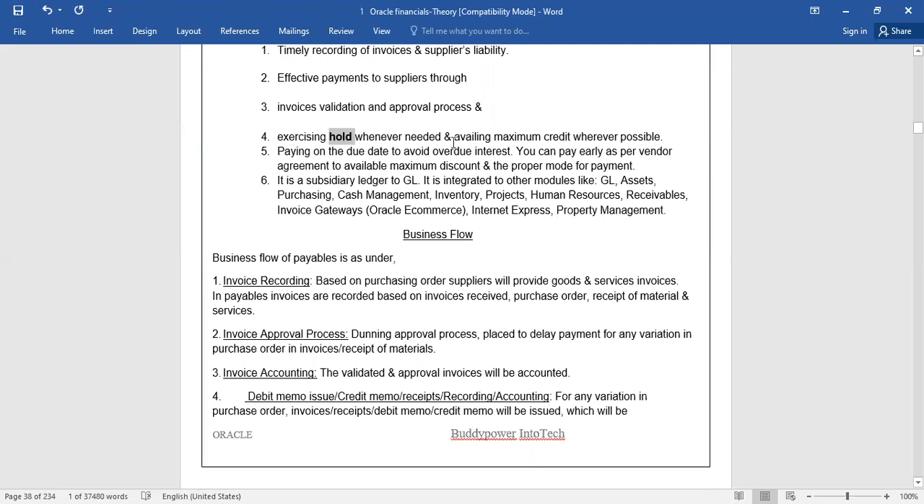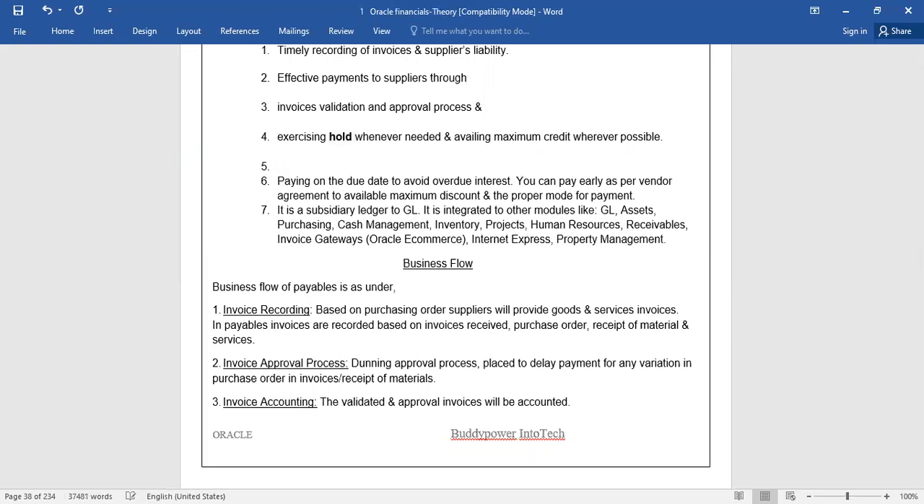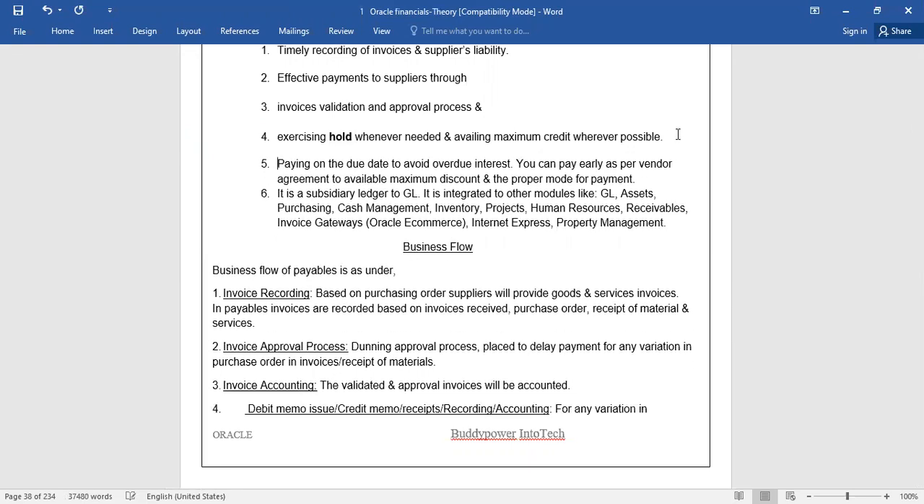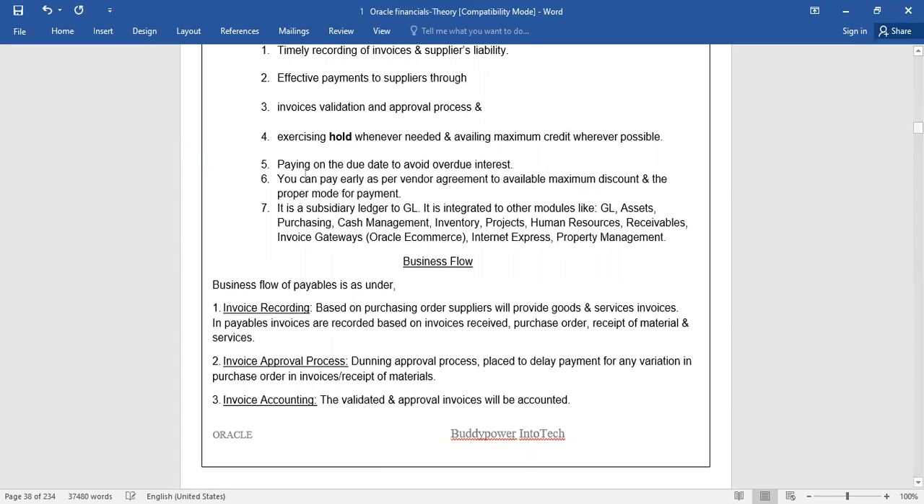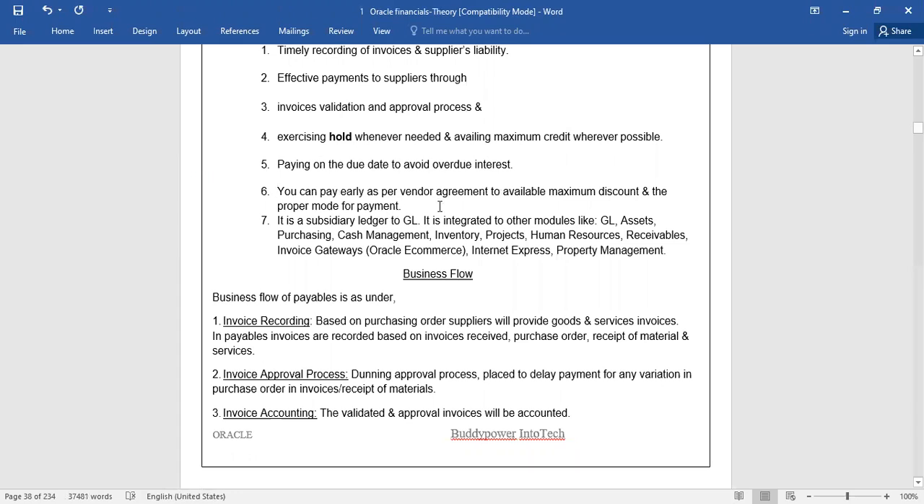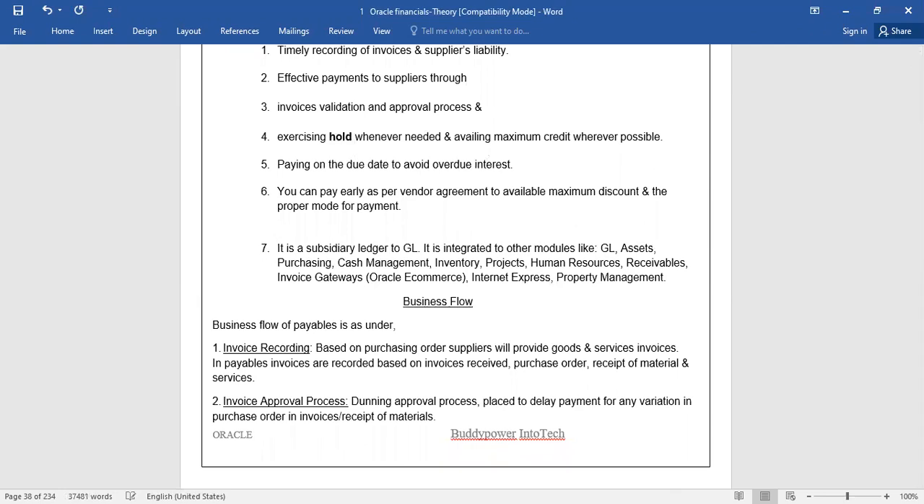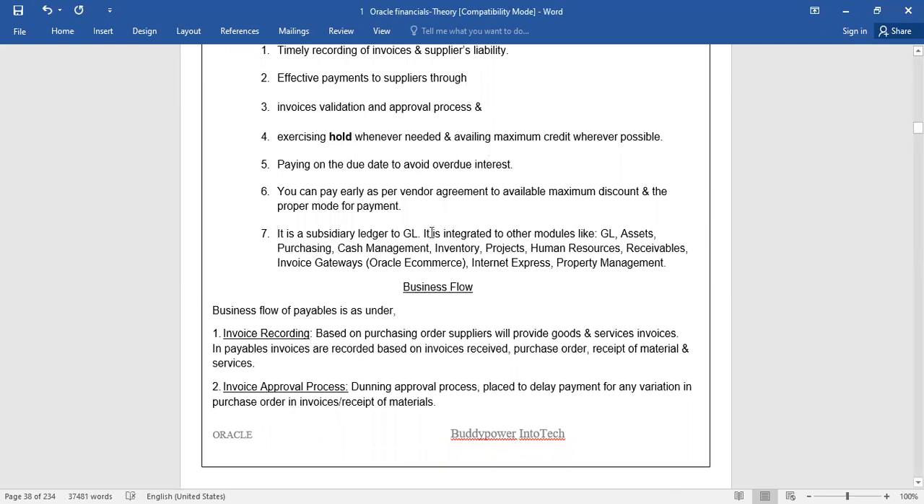Availing maximum credit wherever possible. So a credit given has to be availed so that our cash forecast does not go on a toss. Paying on the due date to avoid interest. You can pay early as per the vendor agreement to get the maximum discount, using the proper mode of payment. It is a subsidiary ledger to the GL.